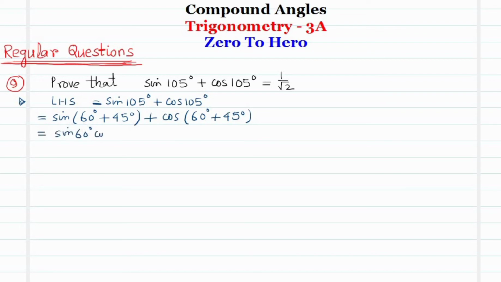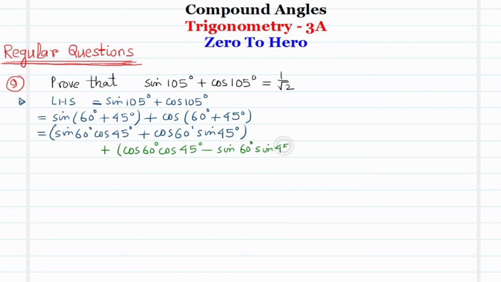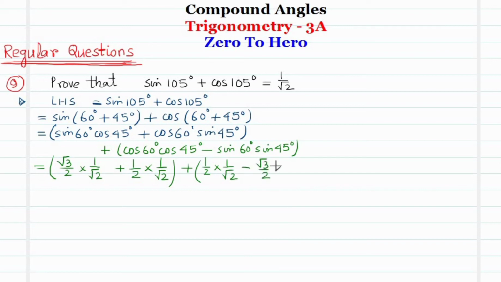Sin A cos B plus cos A sin B for the first one, and for the second one cos A cos B minus sin A sin B. That is equal to root 3 by 2 into 1 by root 2 plus 1 by 2 into 1 by root 2, and the second one 1 by 2 into 1 by root 2 minus root 3 by 2 into 1 by root 2.